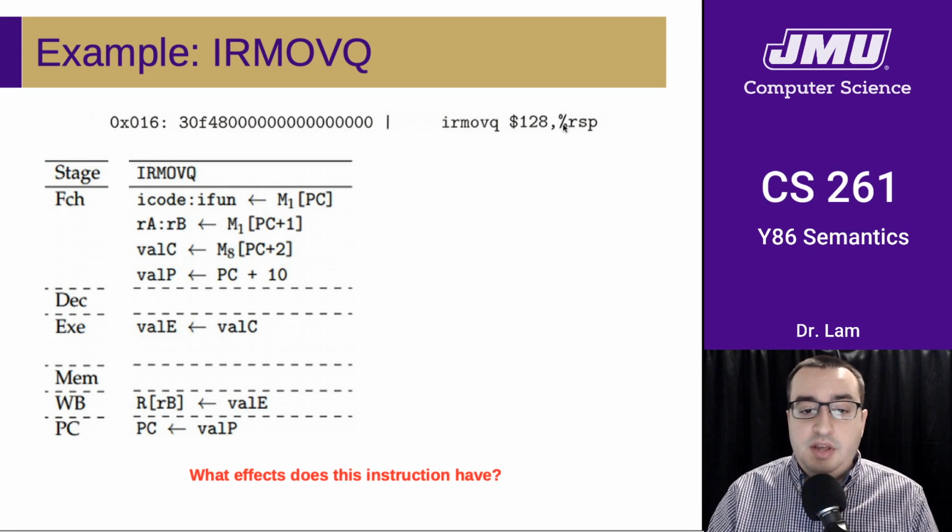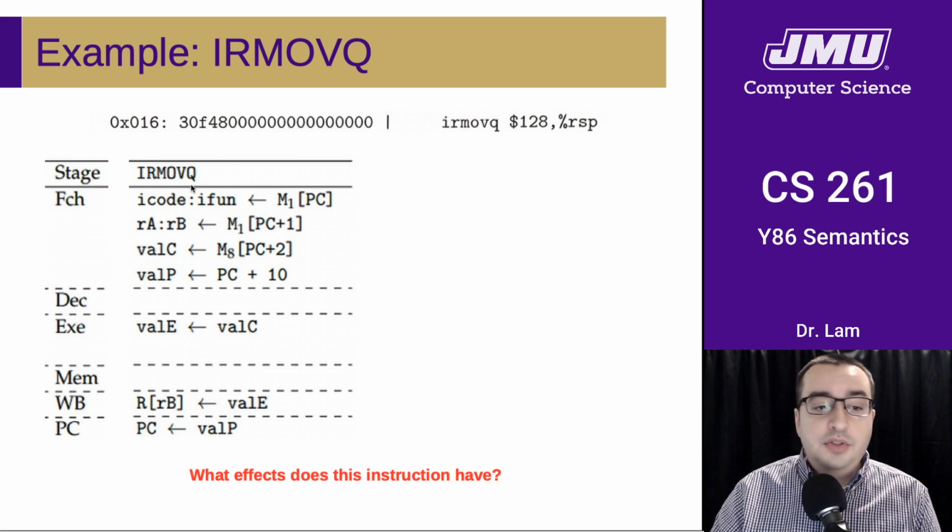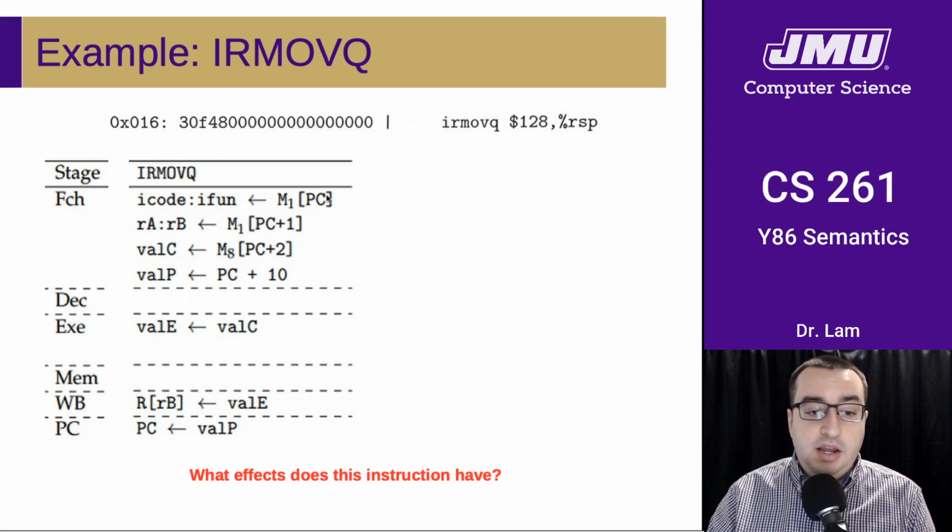So here is that example that we saw before. The IRMOVQ 128 RSP. This is the address of this instruction in memory, and here are the bytes of the instruction. These are little endian, so this is the first byte, and then this is the second byte, and third byte, and so forth. All right, so let's look at the semantics here and work through it line by line, stage by stage. So we'll start in the fetch stage. This first line is icode colon ifun gets the value M1 of PC, or M sub 1 of PC.